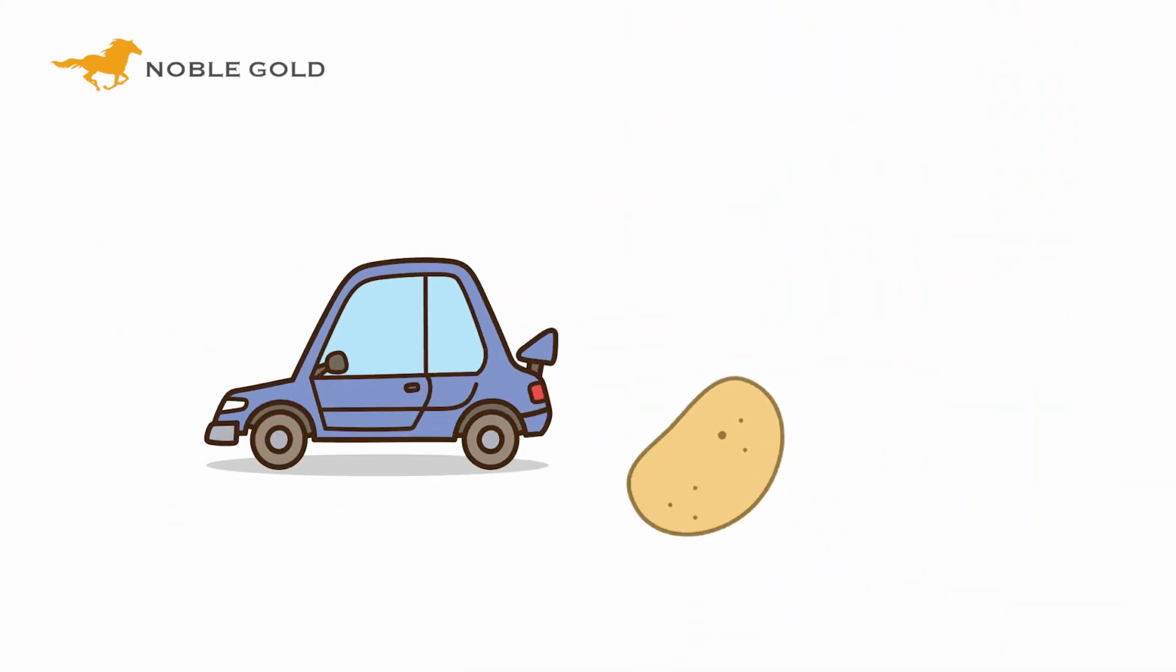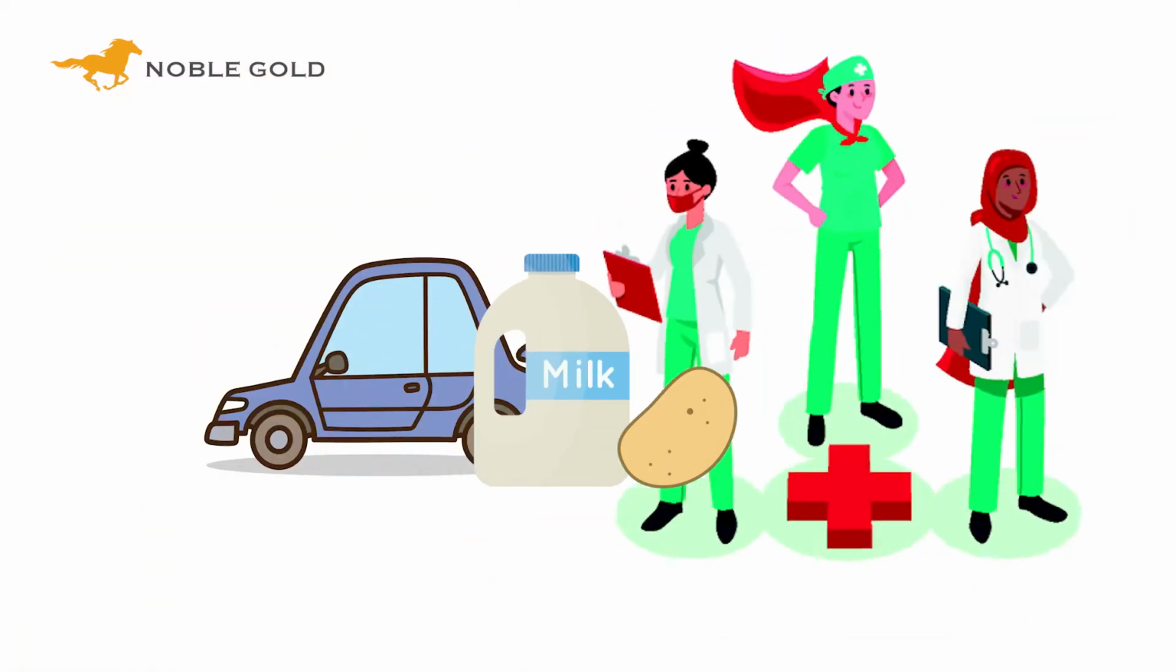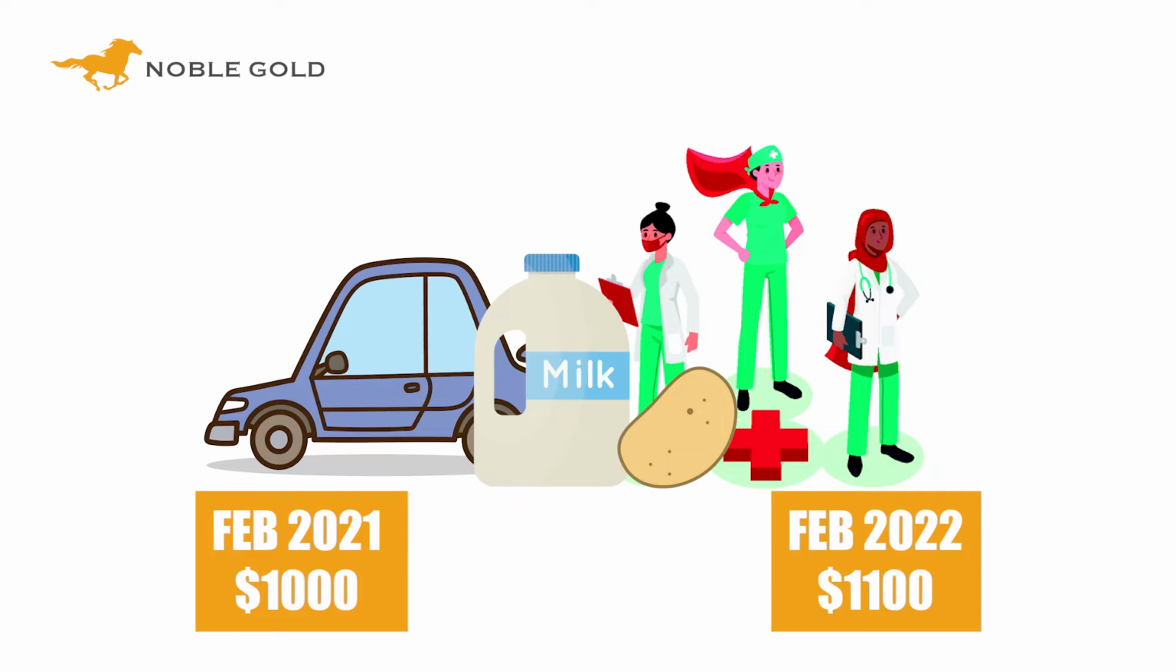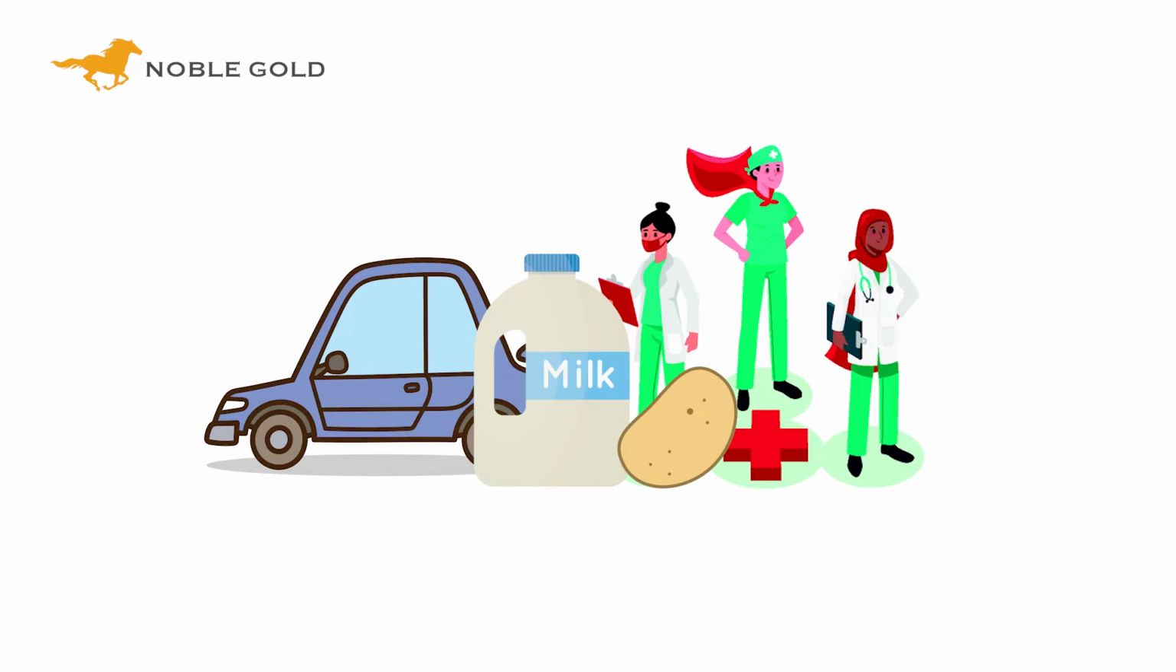Let us assume we take transportation costs, a sack of potatoes, a gallon of milk, and medical care costs, and it totals $1,000 in February 2021. By 2022, let's say it costs $1,100. This means the CPI would have increased by 10%.